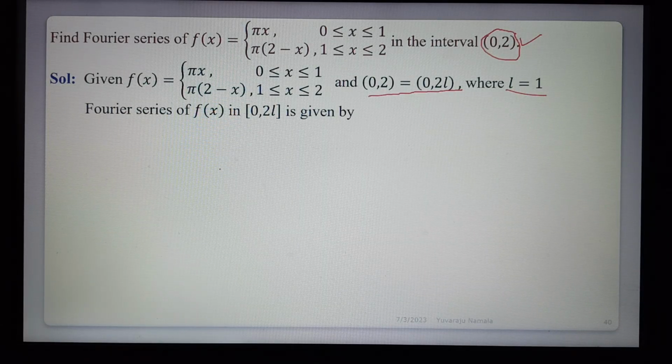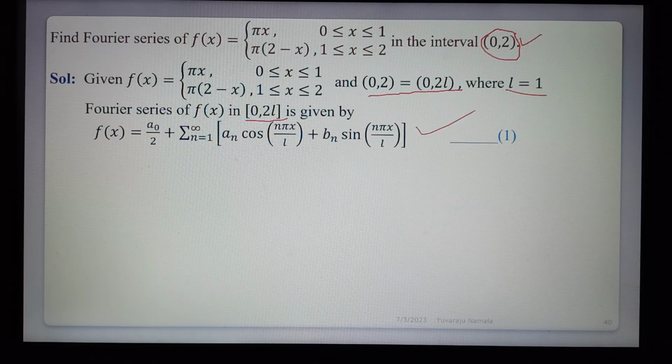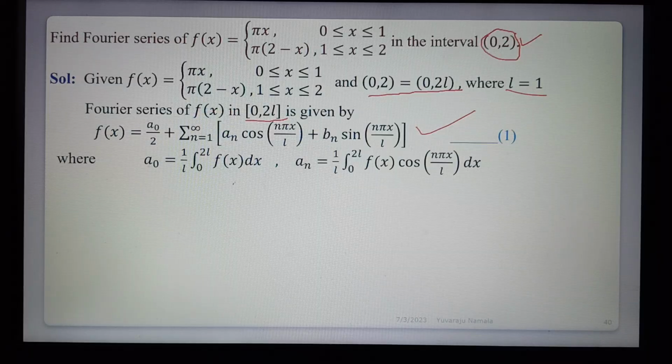Therefore, the Fourier series of the given function in the interval (0, 2l) is given by f(x) = a0 + Σ(an cos nπx/l + bn sin nπx/l). This is the a naught, this is the an, this is the bn value. Now, first finding the a naught value.